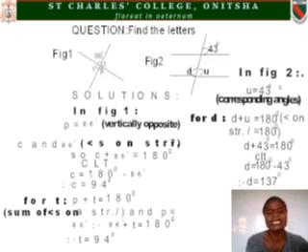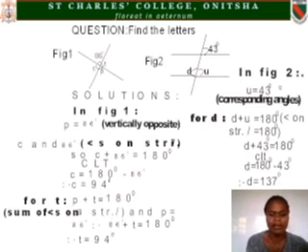Having noted and identified all these angles, we are going to use them to answer these questions. The question: find the letters. In figure 1, you can see that the lines meet at a point. We have 4 angles there. The first one is angle 86 degrees. The second one is angle C. The third one is angle P. The fourth one is angle T. Let us work it out.